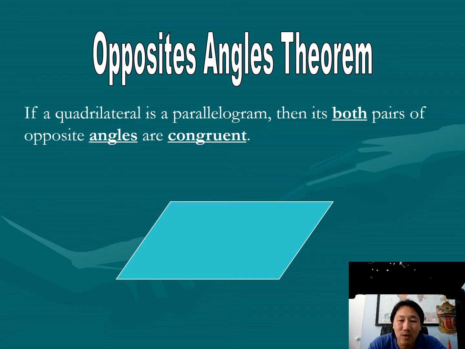Here is the next theorem for parallelograms. If a quadrilateral is a parallelogram, then both pairs of opposite angles are congruent. So you have this angle is equal to this angle, and this angle is equal to this angle. All right, again, both pairs of angles have to be equal, not just one.